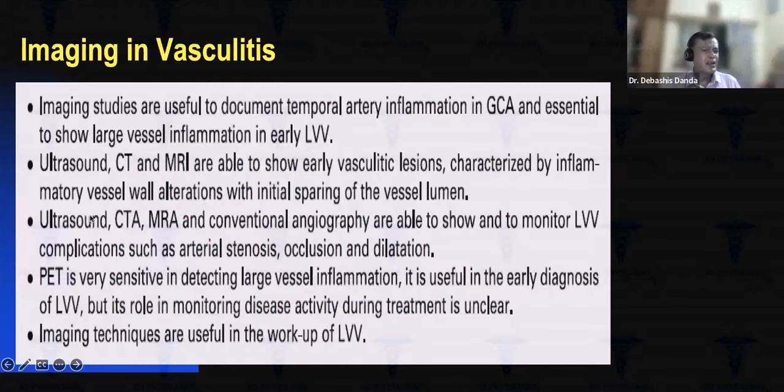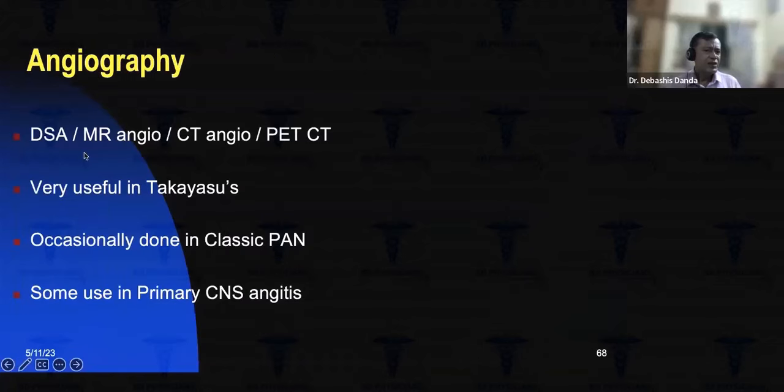Regarding imaging, there are many types, from ultrasound Doppler to CT, MRI, PET-CT, all are being done apart from conventional angio. For angiography, people nowadays prefer CT angio. In the initial diagnosis, PET-CT or PET-angio is also good, and MR angio is also done whenever the contrast is an issue. MR contrasts are much better. The DSA, or digital subtraction angiography, or conventional angiography still has much better resolution, but it gives a lot of contrast, so it cannot be given in all patients. It's very useful in Takayasu's and sometimes in classic PAN to see aneurysm in the abdominal vessels. Some use in primary CNS angiitis. I'll show you some pictures.